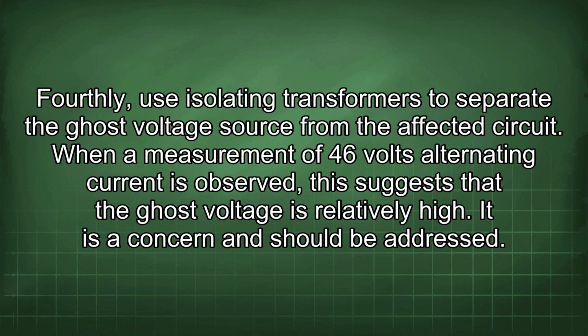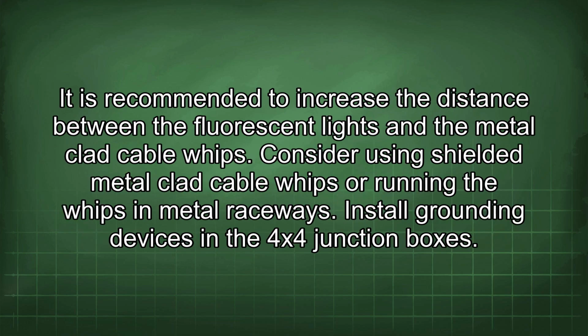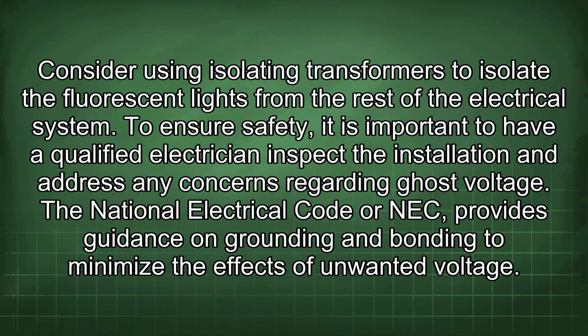When a measurement of 46 volts alternating current is observed, this suggests that the ghost voltage is relatively high. It is a concern and should be addressed. It is recommended to increase the distance between the fluorescent lights and the metal-clad cable whips. Consider using shielded metal-clad cable whips or running the whips in metal raceways. Install grounding devices in the forks for junction boxes. Consider using isolating transformers to isolate the fluorescent lights from the rest of the electrical system.